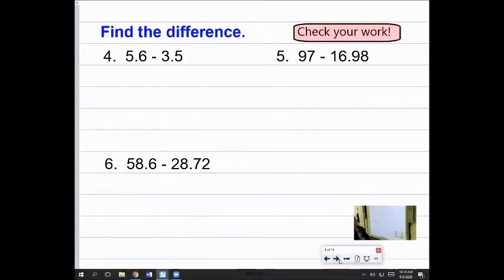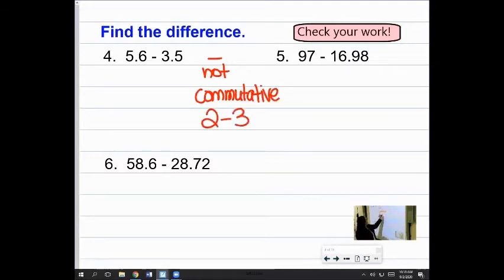Okay, same process for subtraction. Make sure you're checking your work by checking for reasonableness, or you can do the inverse. Now, for subtraction, subtraction is not commutative. That means 2 minus 3 is not the same as 3 minus 2. Because $2 take away $3, you don't have $3 to give me. You owe me $1. Versus you have $3, you give me 2, therefore you still have $1 left over. That's why it's not commutative.